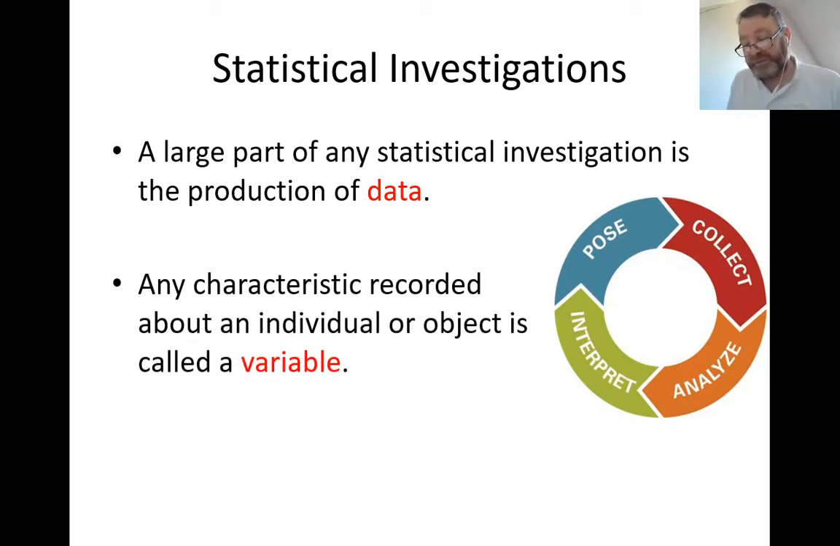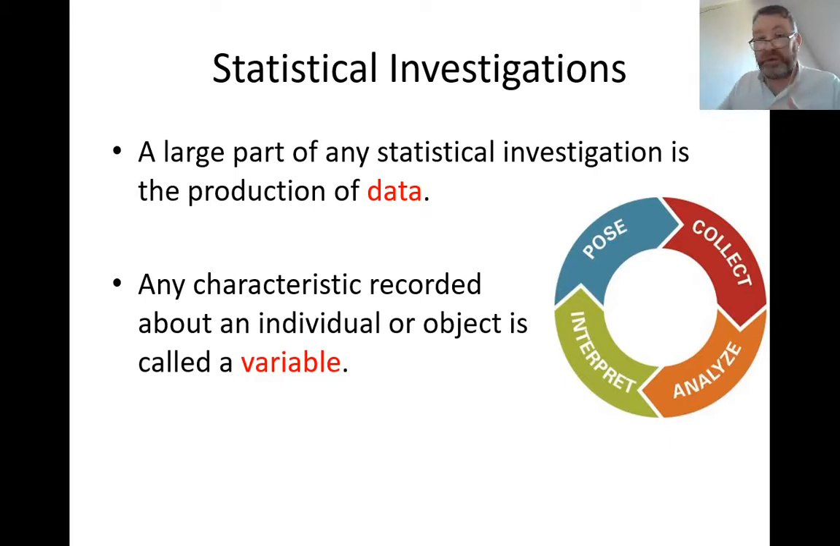Any characteristic that's recorded about an individual or an object is called a variable. Now, where did we hear that word before? We heard the word variable before when we were dealing with algebra. X, Y, Z, A, B, C, all these letters that stand for an unknown number, okay? They're called variables. And a variable is something, obviously, that changes.